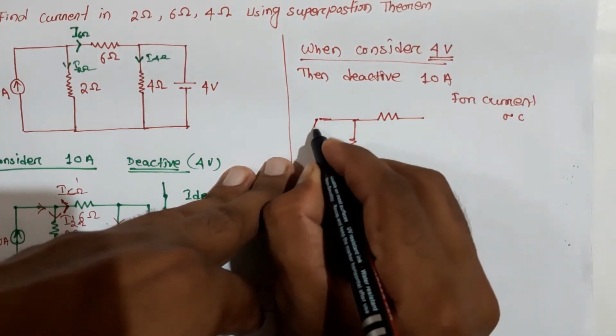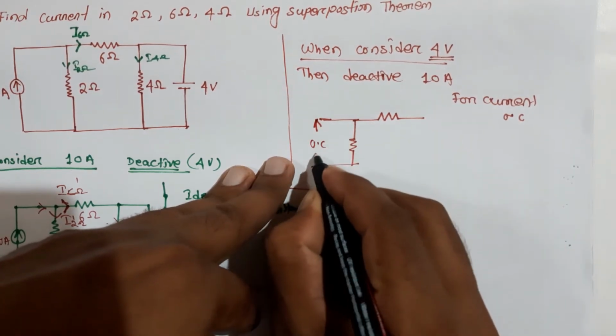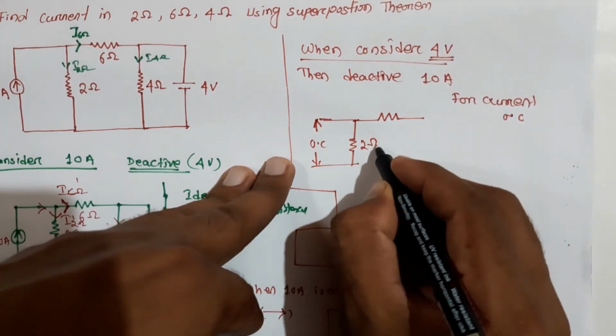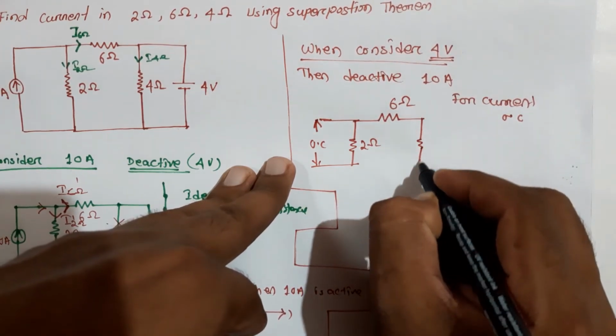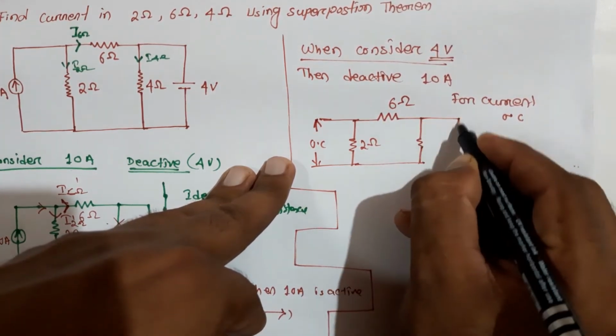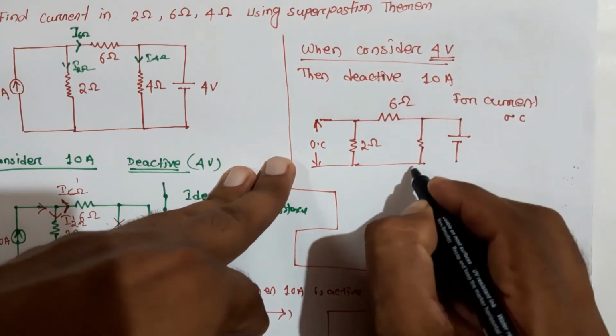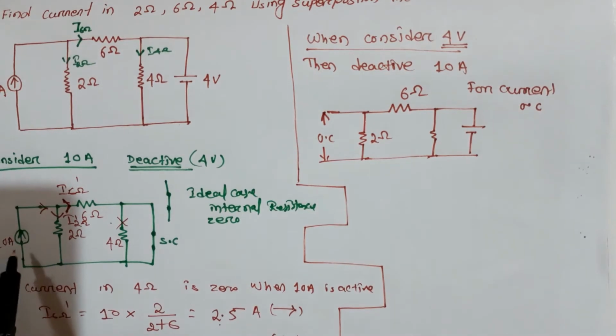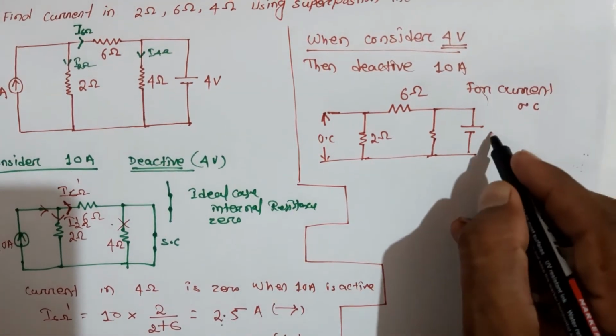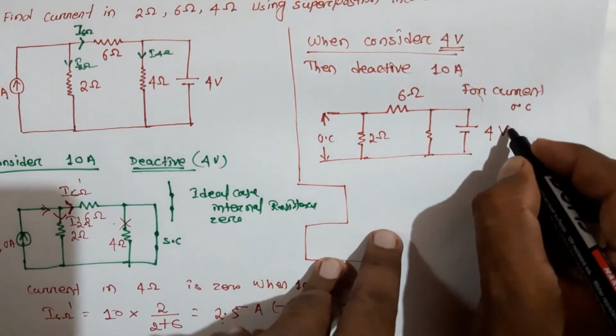Okay, this is open circuited. This is 2 ohm, this is 6 ohm, and this is 4 ohm, and this voltage source is as usual present. In the first case we consider this 10 ampere source, and in the second case we consider this 4 volt source.